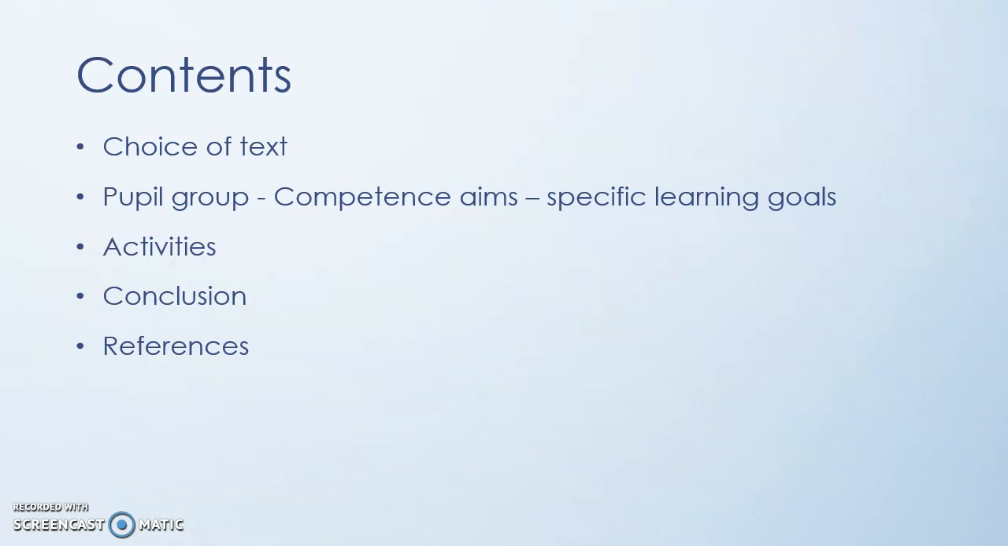So first of all, I'm going to explain my choice of text, then my pupil class group with the competence aims and specific learning goals. Then I will look at activities and finally conclude, and then I've got my references at the end.